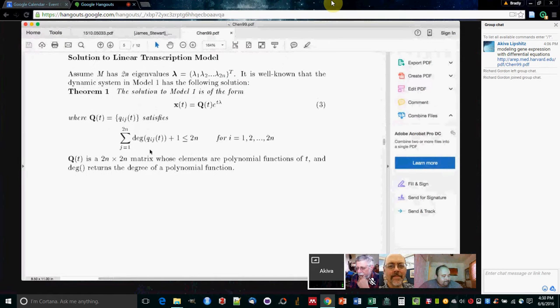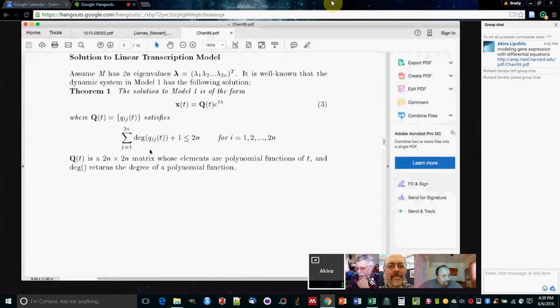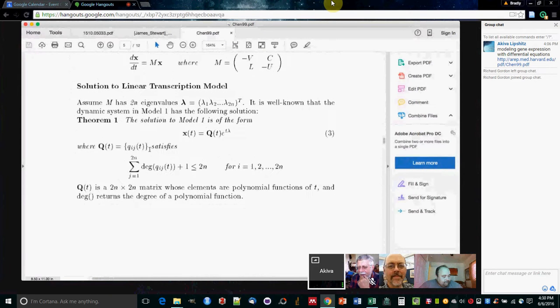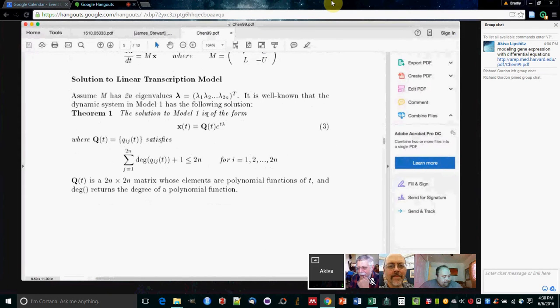It's a polynomial. It's a vector. It's a matrix whose elements are polynomial functions of t. Just the solution to that differential equation. Okay. Where we get the solution with the eigenvalues of the M.